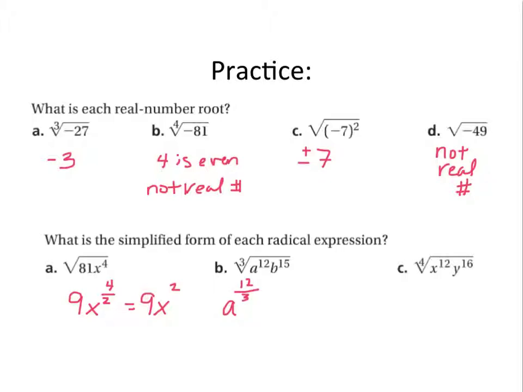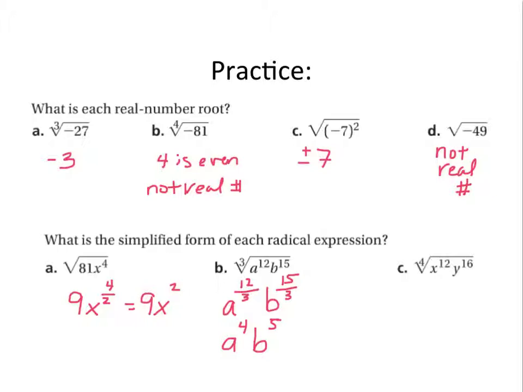Because it's asking what times itself 3 times gives you a to the 12th. Well, how many times does 3 go into 12? Goes in 4 times. All right, and the same thing, base is b, so 15 over 3, and that goes in 5 times. Okay, it was an odd root, so we don't need to worry about any restrictions on any variables. You can have a positive or negative in for any of those variables.